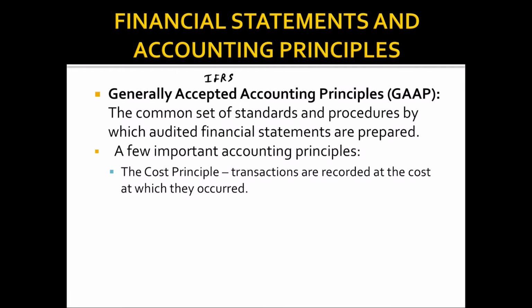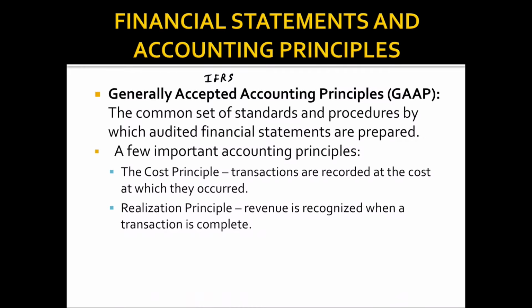Due to the cost principle here, the first generally accepted accounting principle that we are discussing. The second principle is called the realization principle, which states that revenue is recognized, or sometimes you will see it listed as realized, hence the name the realization principle. So revenue is recognized when a transaction is complete, even though cash may be received earlier or later.